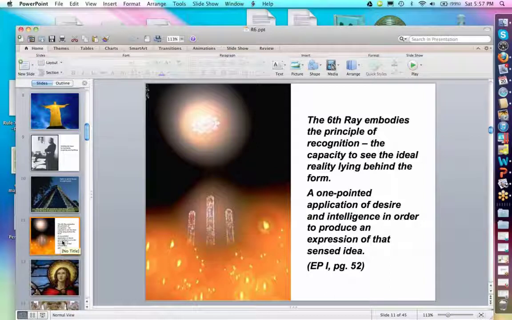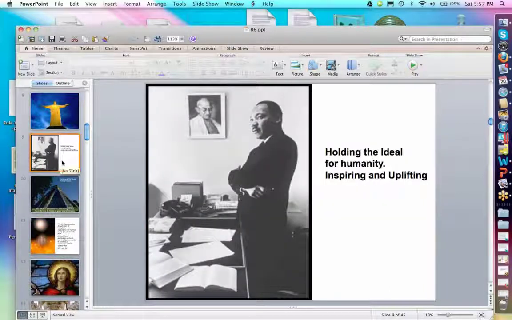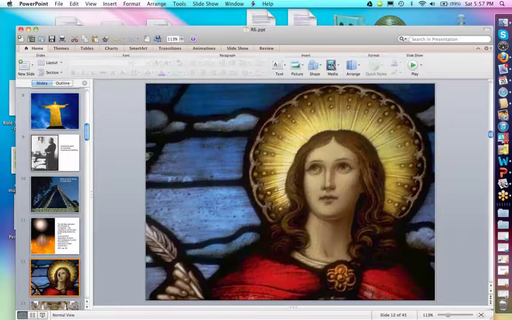This is a quote from EP1, Esoteric Psychology. It embodies the principle of recognition, the ability to see the ideal that lies behind the form. A one-pointed application of desire, a key word here, and intelligence in order to produce an expression of that sensed idea. First there's the idea, then it becomes the ideal, and then it sinks into men's mind and then is distributed to humanity. That's how all religions have been given. Okay.